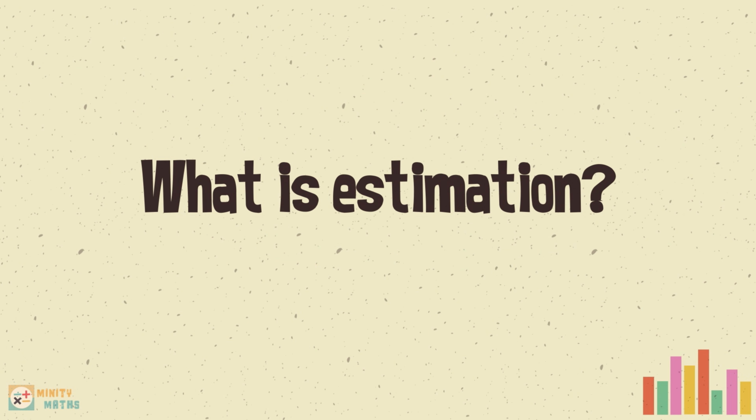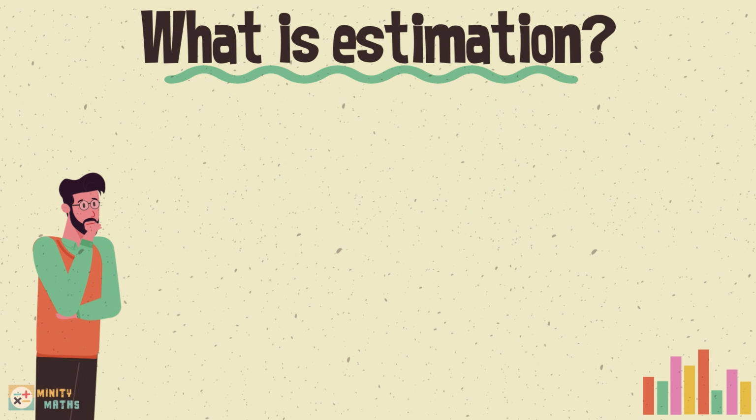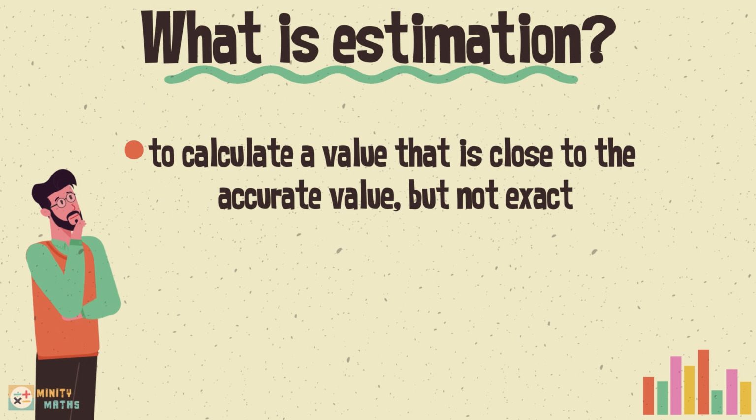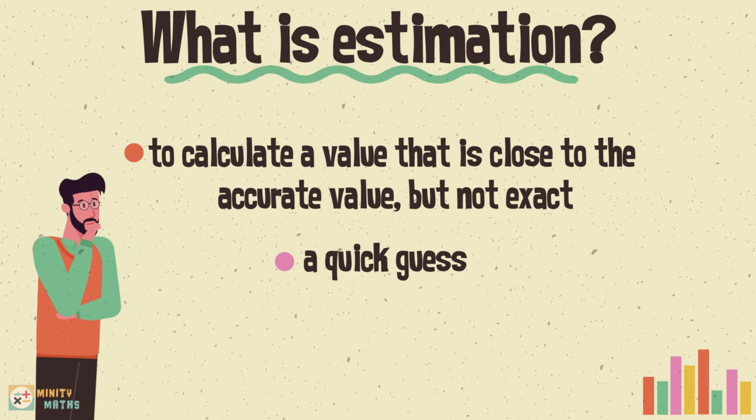So, what does estimation mean? To estimate something means to approximately calculate a value that is close to the accurate value, but not exact. Estimation can be used when we don't need to find an exact answer, so we can quickly guess the value of something, such as the total cost of your groceries when shopping.